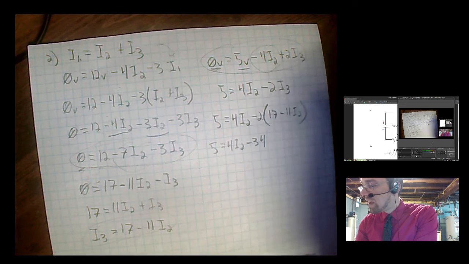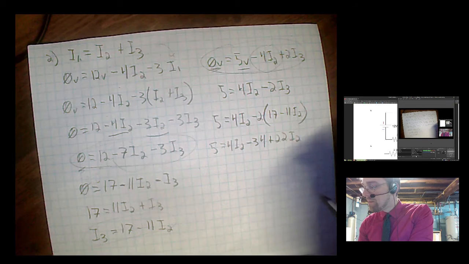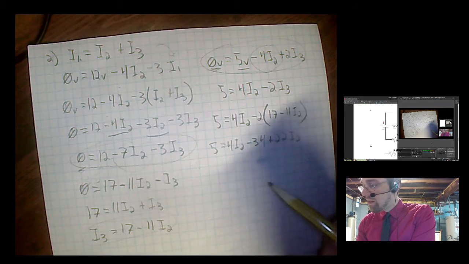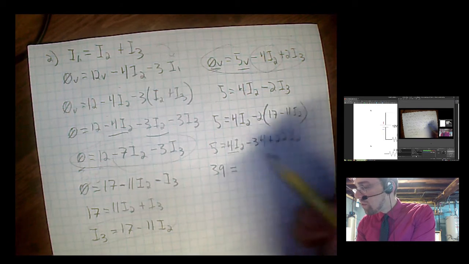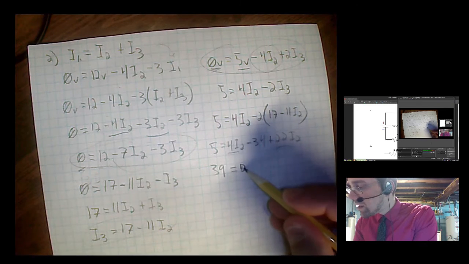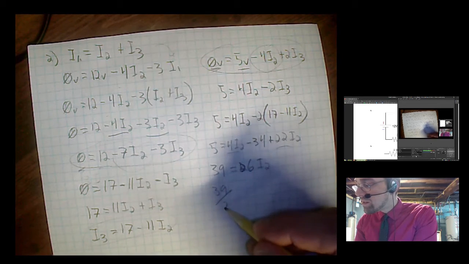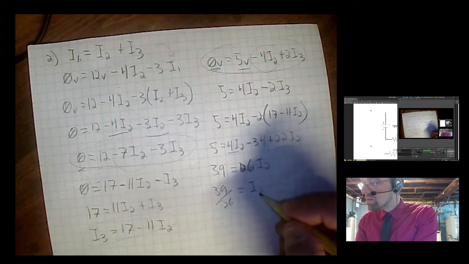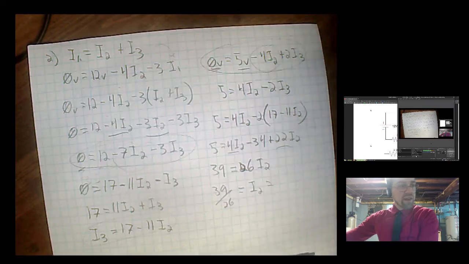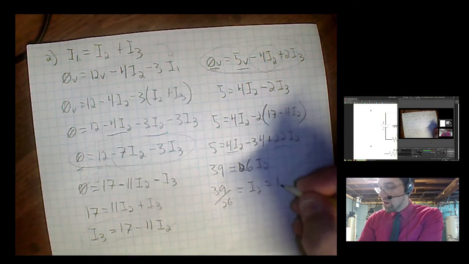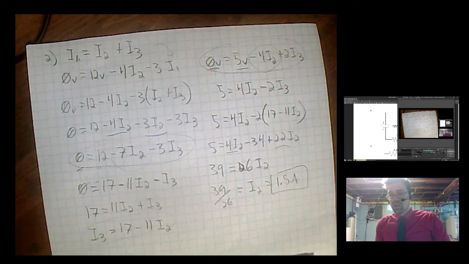Negative 2 times negative 11I2, that's going to be plus 22I2. So let's add 34 over to there. So that's going to be 39 volts equals positive 4 plus 22, so 26I2. I get 39 over 26 equals I2, which is 1.5 amps. First of all, it's positive, so the direction we assumed for I2 is correct.